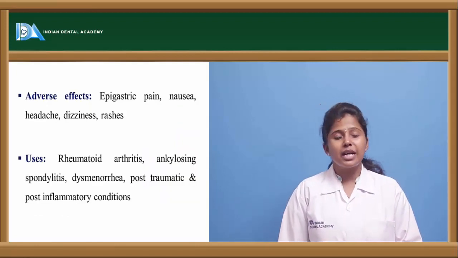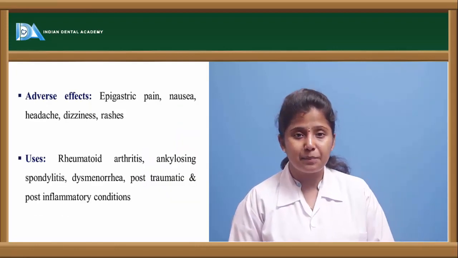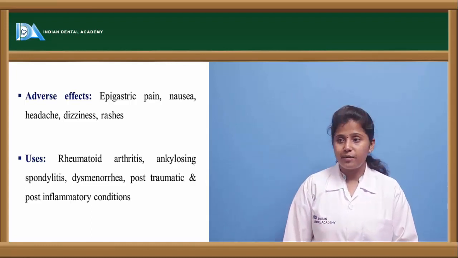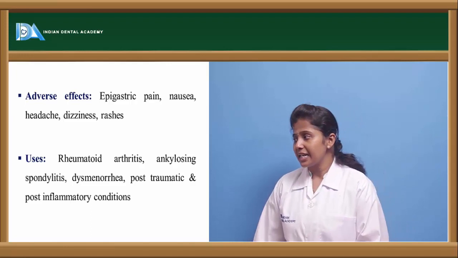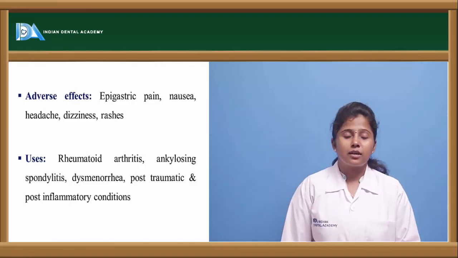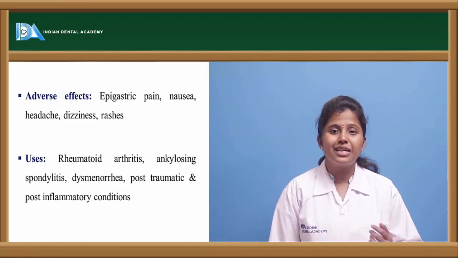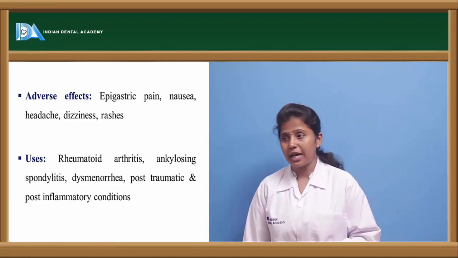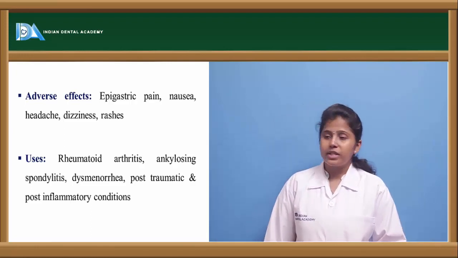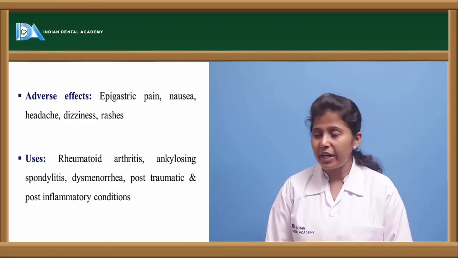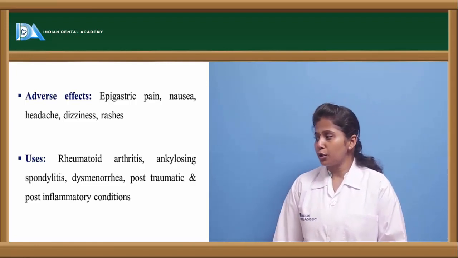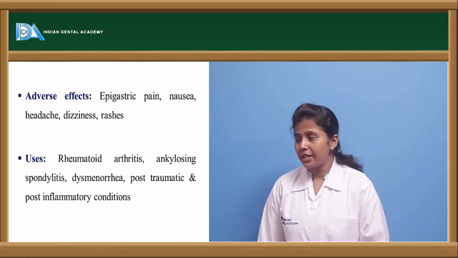It shows adverse effects like epigastric pain. In the epigastric region there will be severe pain, and there will be nausea, headache, dizziness and rashes. It is used for analgesic action in rheumatoid arthritis as well as ankylosing spondylitis. This is a condition where there is inflammation of the spine, and it is also used in post-traumatic as well as post-inflammatory conditions.